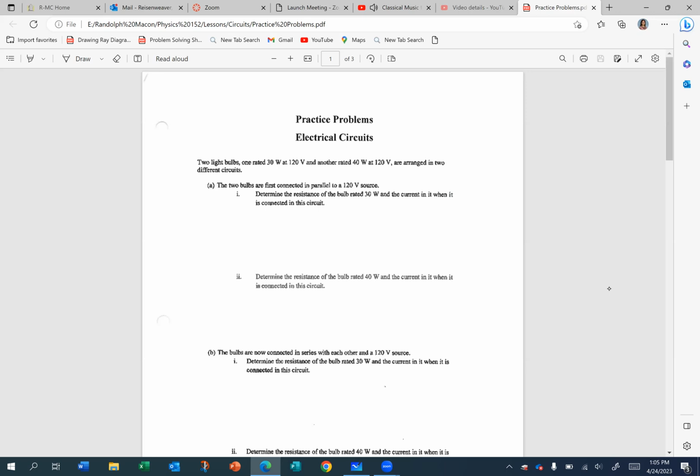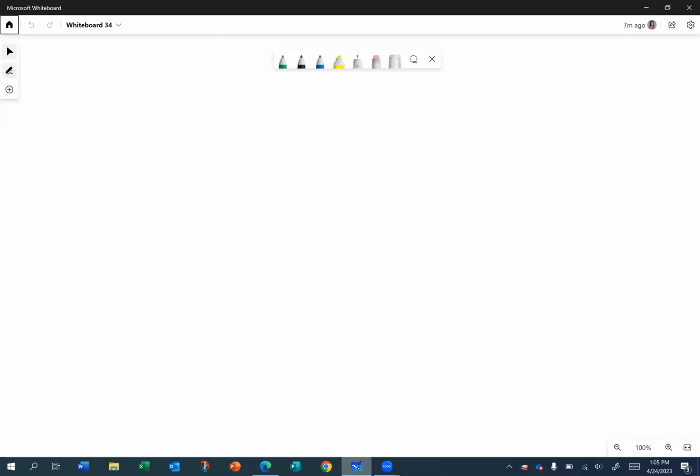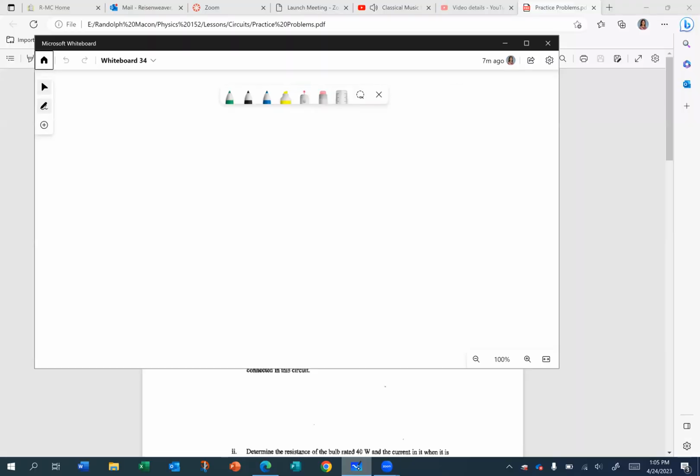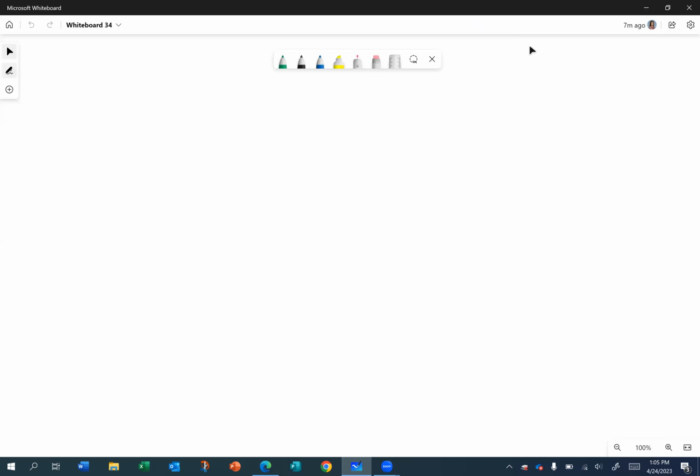Okay, so taking a look at that problem, first question: two bulbs are first connected in parallel. Determine the resistance of the bulb rated 30 watts and the current in it when it is connected in this circuit. We're going to do the same thing with the 40 watts. So if I'm going to connect those in parallel, go to our whiteboard. If they are connected in parallel, what does that circuit look like? And we are going to connect them across a voltage of 120 volts.